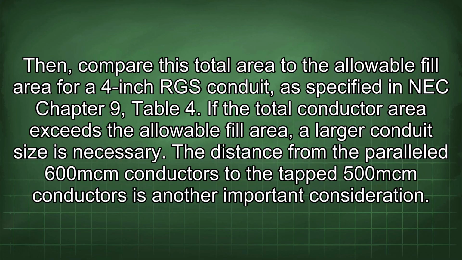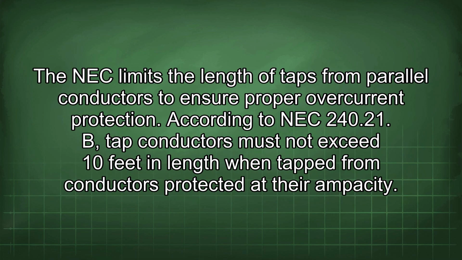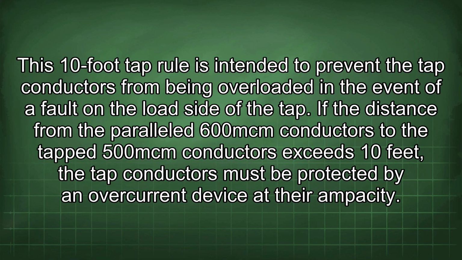The distance from the parallel 600 kcmil conductors to the tap 500 kcmil conductors is another important consideration. The NEC limits the length of taps from parallel conductors to ensure proper overcurrent protection. According to NEC 240.21(B), tap conductors must not exceed 10 feet in length when tapped from conductors protected at their ampacity. This 10-foot tap rule is intended to prevent the tap conductors from being overloaded in the event of a fault on the load side of the tap.